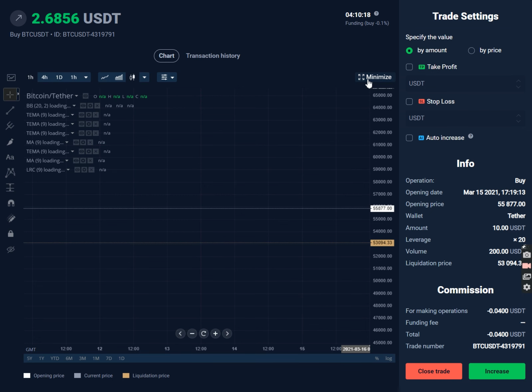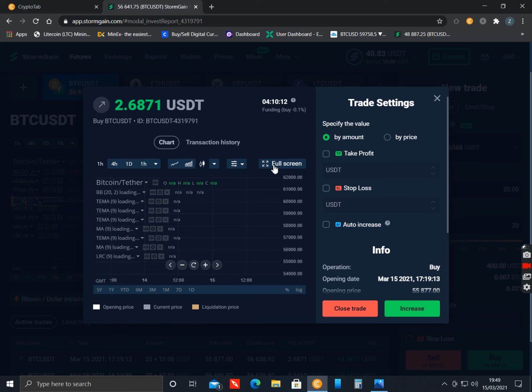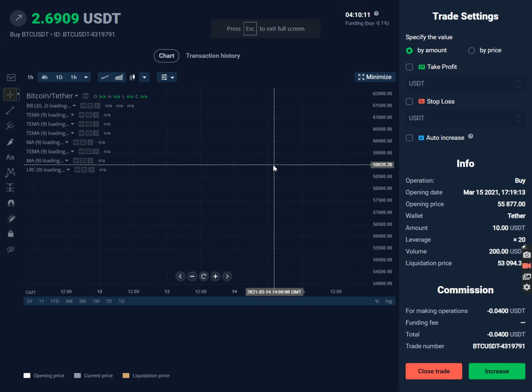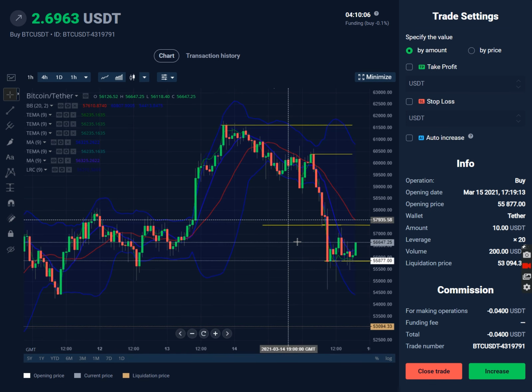Yeah, it is on this page. So you've got to click on your trade. Oh, we're going out of full screen mode now. You've got to click on one of your trades, but come on, there we go.